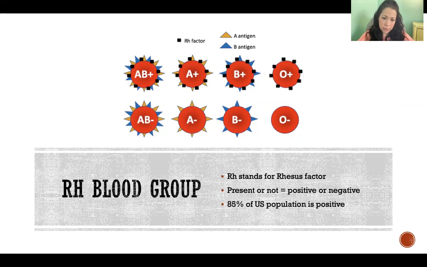Because you can have AB positive or negative, A positive or negative, B positive or negative, and O positive or negative. Now, 85% of the US population is positive. So 85% has the Rh factor on their blood. And that rate is different in different areas of the world and different populations. It could be as high as 97 to 99% positive. So negative blood types are relatively rare, just kind of depending on where in the world you are.